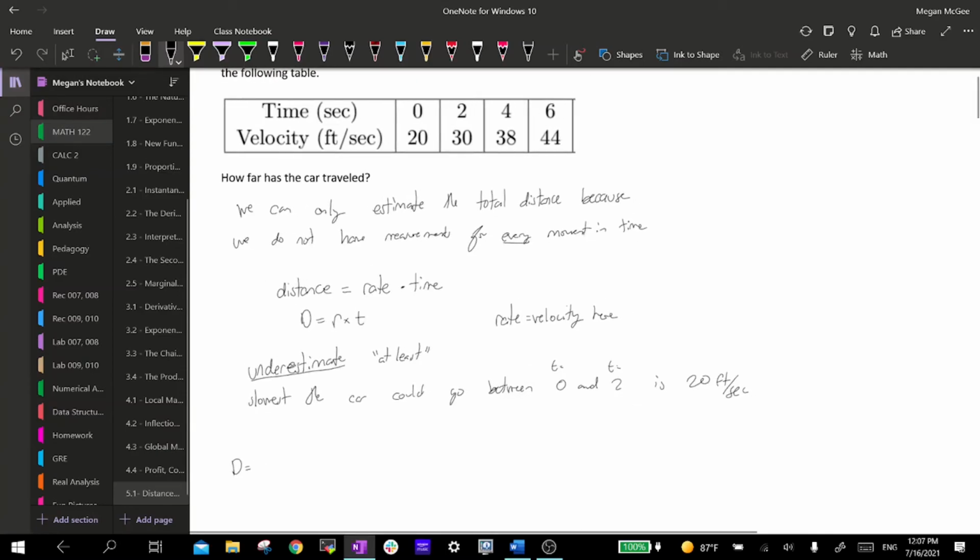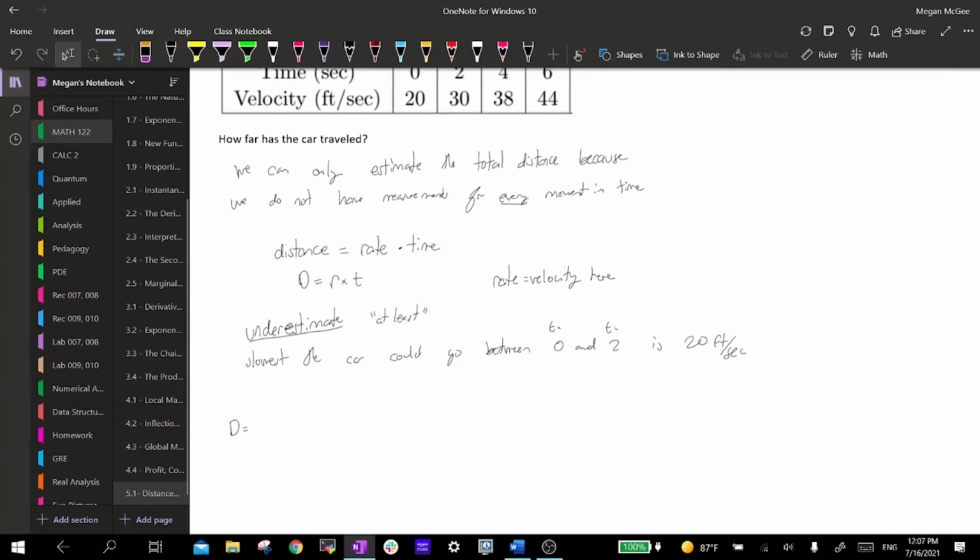So if we're going to say it's going at least 20 feet per second, we're going to say, okay, 20 feet per second times the amount of time that has lapsed between 0 and 2, which is 2 seconds. Okay? So that's going to give us a rough estimate of the distance traveled in the first 2 seconds. But what about the rest of it? We need to add it all together, right?